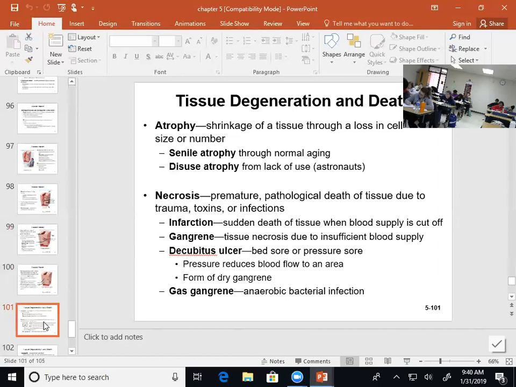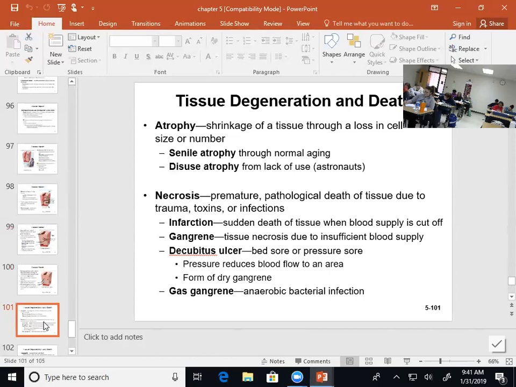Necrosis is very different. This is pathological cell death and tissue death. And it's going to be due to trauma, toxins, or infections. So necrosis means you've got tissues dying, and they should not be dying, right? So this is not a good thing ever to hear. Sometimes necrosis is caused by infarctions, and I want you to know this word, infarction. Infarction means there's been a sudden loss of blood supply. If we don't have blood bringing nutrients and gases to our tissues, will they die? Yes. So a sudden death to the tissue because of a lack of blood supply.